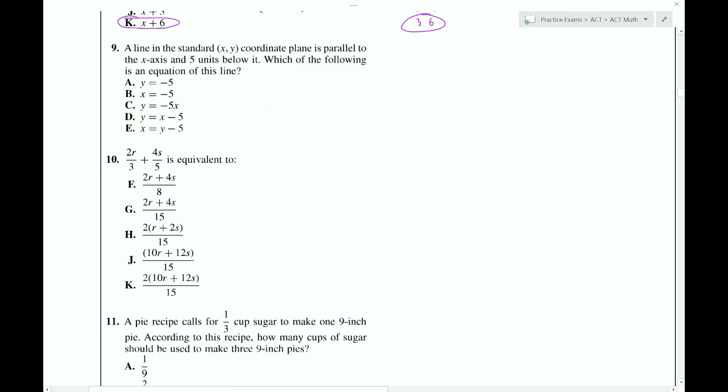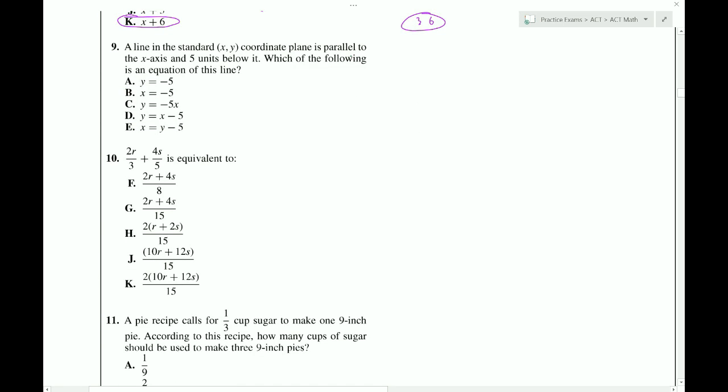Okay. A line in the standard coordinate plane is parallel to the x-axis. Right? So right away, it would be something like this line right here, which is at a height y equal to, let's say, 2. Right? So it's going to be y equals some number if it's parallel to the x-axis. So the only one that's possible is choice A.